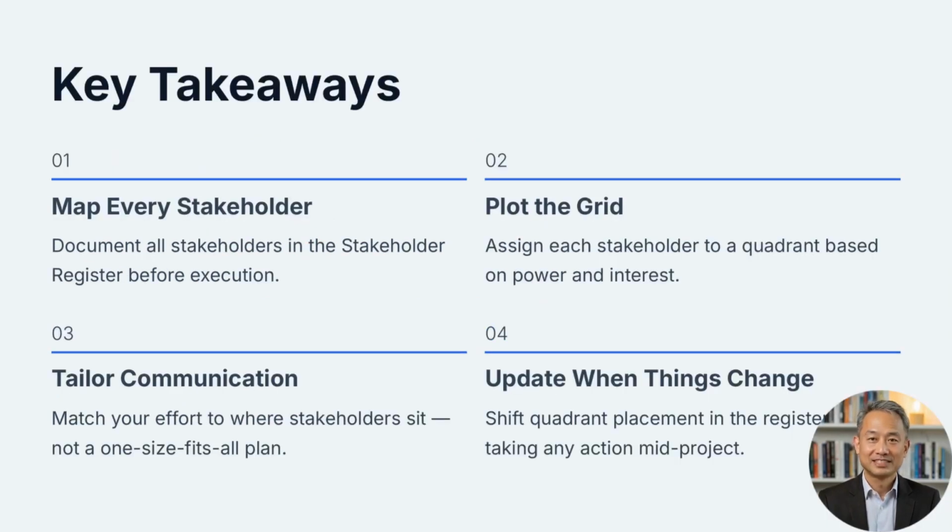There are 4 key takeaways from this lesson. First, identify and document all stakeholders in the stakeholder register. Second, assess each stakeholder's power and level of interest. Third, place stakeholders into the correct power interest grid quadrant and tailor engagement accordingly. Fourth, continue monitoring stakeholders throughout the project because their influence and interest can change over time. Stakeholder management is an ongoing process rather than a one-time exercise.